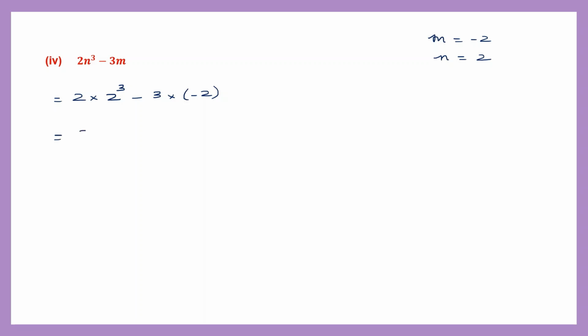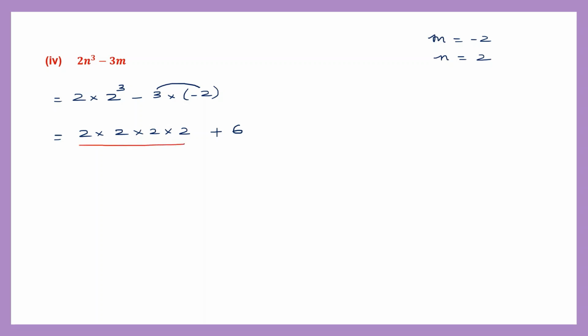So this will be 2 into, now 2 raised to the power of 3 means you multiply 2 three times: 1, 2 and 3. Minus, now here we have 3 into minus 2. Here we have a minus sign, so minus into minus will become plus, and then we multiply the numbers. 3 2s are 6.